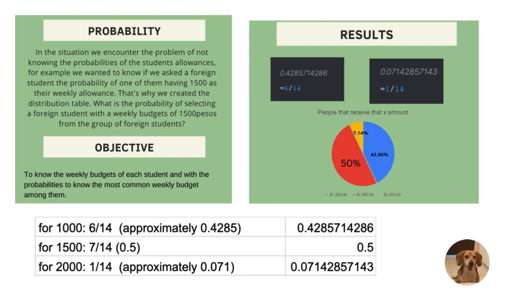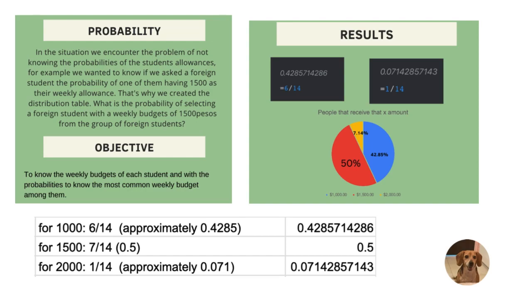So we encounter the problem of not knowing the probabilities of the students' allowances. For example, we wanted to know, if we asked a foreign student, the probability of one of them having 1,500 pesos as a weekly allowance. So imagine yourself as you were in our classroom, and suddenly we have all the foreign students standing in the front. Let's say that we choose one person randomly, and we want to know the probability of that person having a weekly budget of 1,500 pesos.